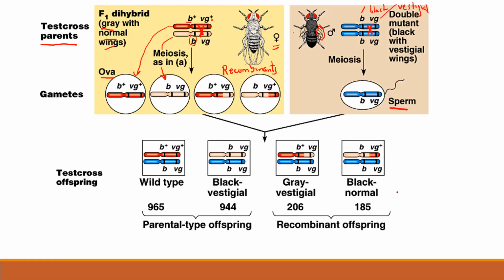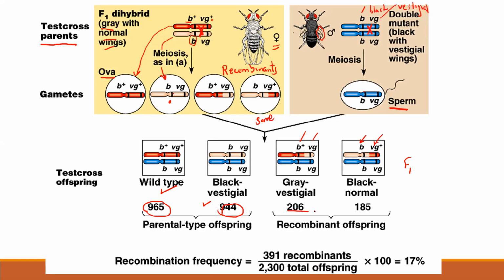Well, let's say that we do a whole bunch of offspring, and we notice that 965 are wild type, 944 are vestigial because this egg got together with this sperm most of the time, but some of the offspring, the F1s, are going to be gray and vestigial, or ebony and normal wings. Well, let's add this up now. If I add these numbers together, 391 are recombinants out of a total of 2,300. So 391 over 2300 times 100 is 17%, the recombination frequency.